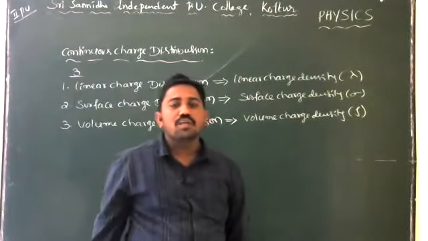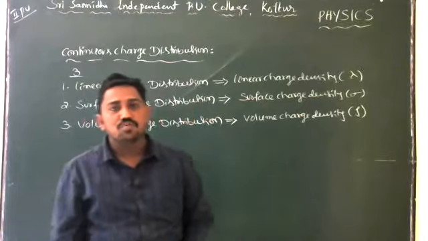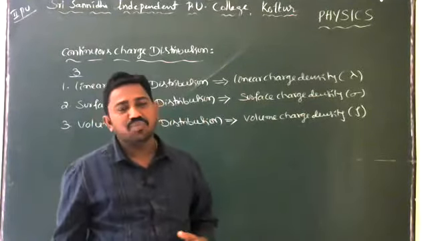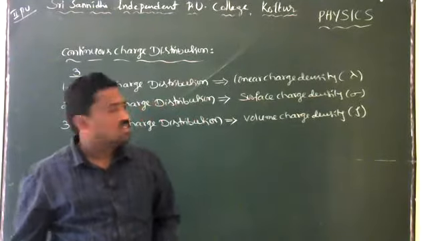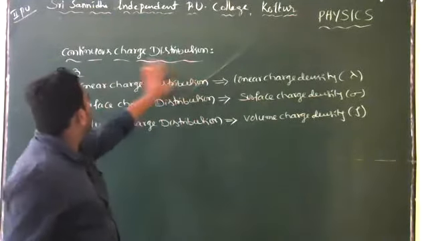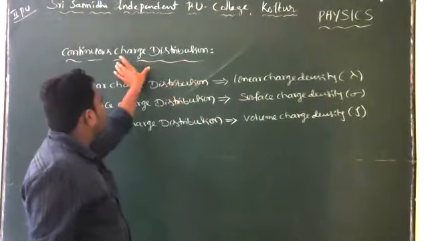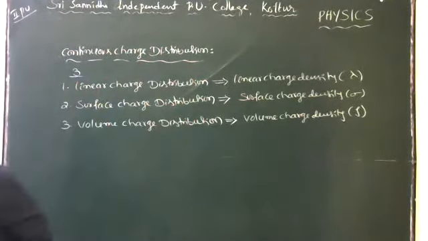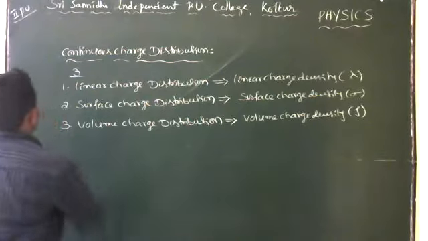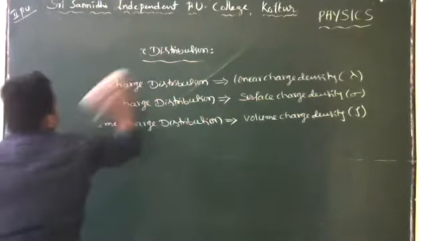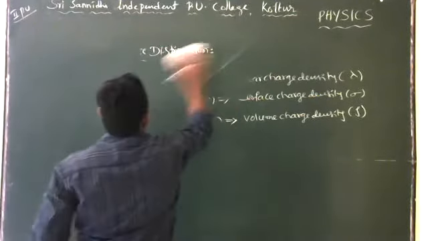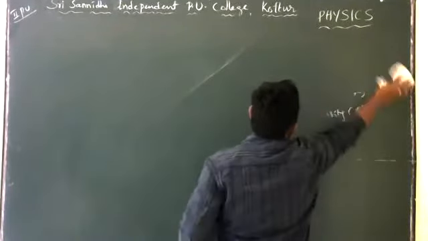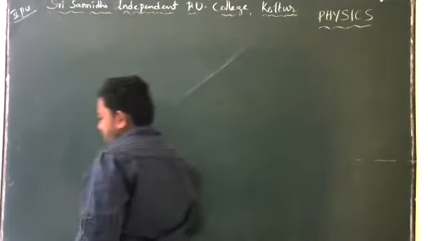There are three types of continuous charge distribution. What is continuous charge distribution? When a charge is distributed continuously, that is called continuous charge distribution. Now we shall discuss them one by one. First of all, linear charge density, denoted by the symbol lambda.